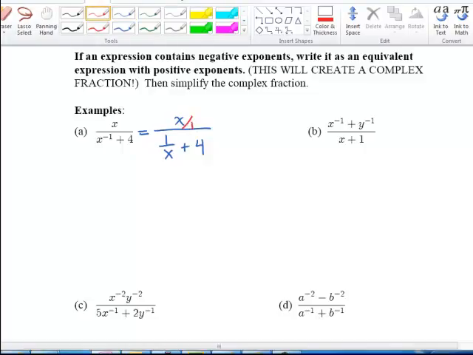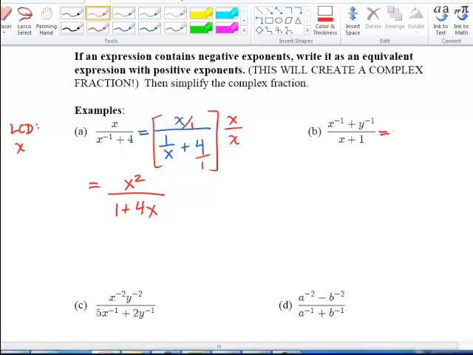So keep in mind there's like a 1 in the denominators where there's not a denominator written. So the LCD for this one would just be x, right? So we'll multiply by x up here and in the denominator, which is going to leave me with x squared over 1 plus 4x when I distribute the x in the denominator. And there's nothing we can factor or reduce there, so that's it.